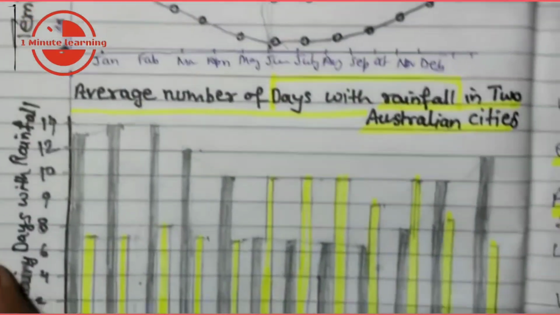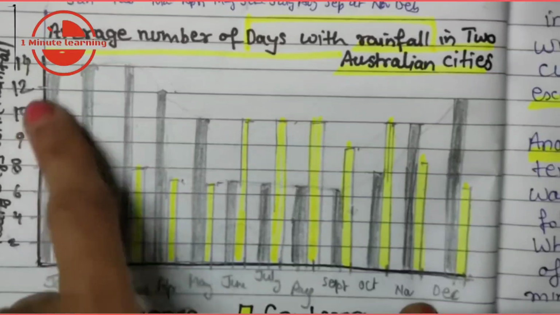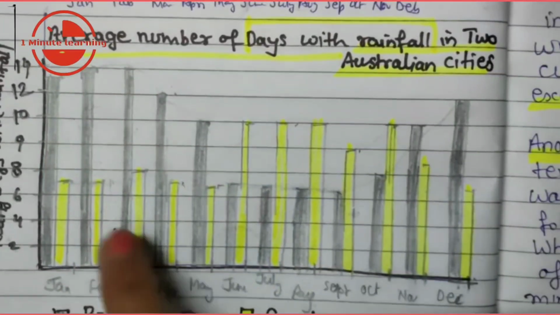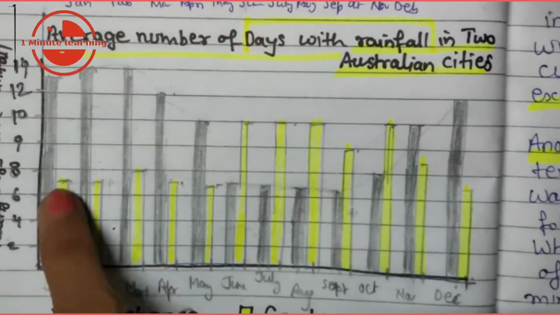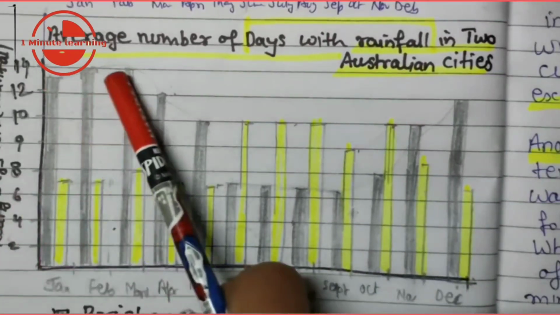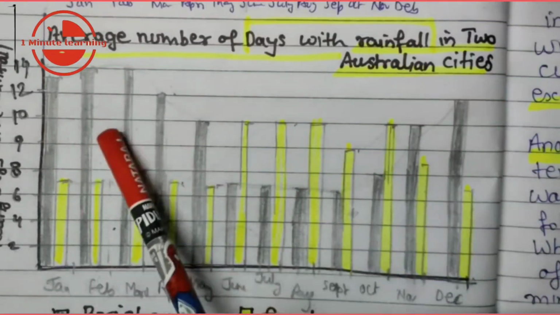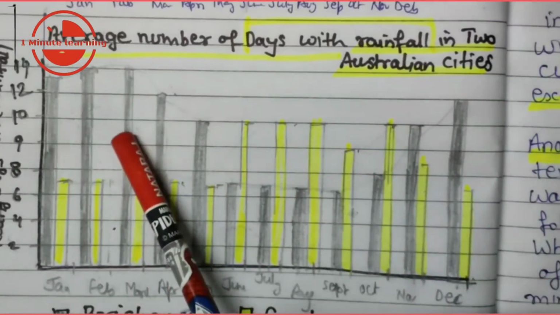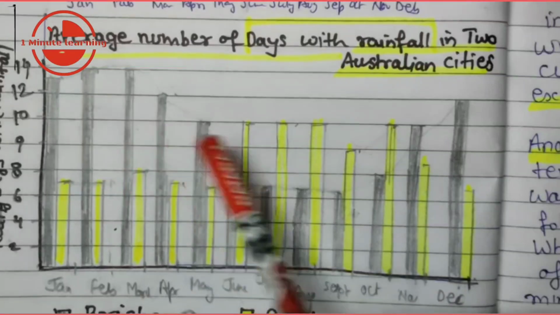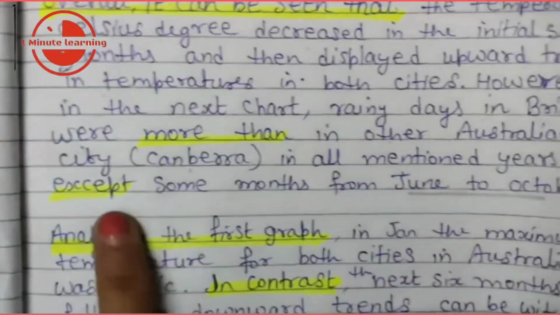See this? So this gray one, Brisbane, has more rainy days. See this, you can see the bar graph. The green one is still here, only 10, but this gray one is still here, 14, and again it is higher. So we can say this Brisbane bar graph shows more rainy days as compared to this green one, Canberra. Okay, so this is our overview.